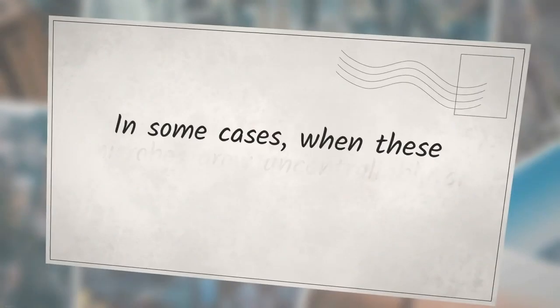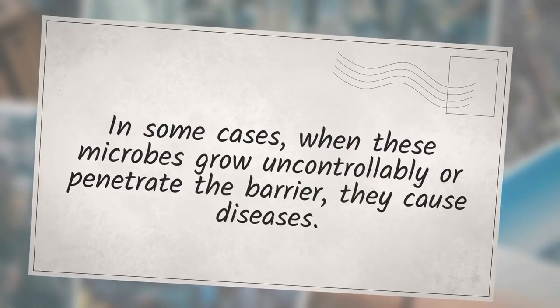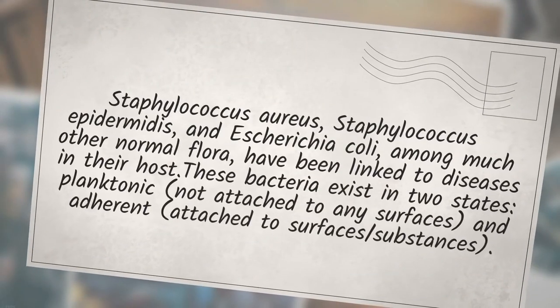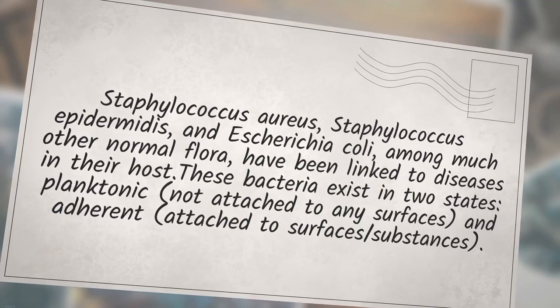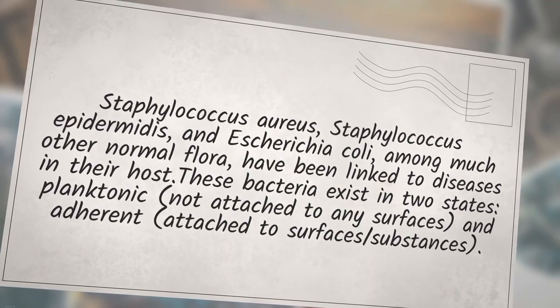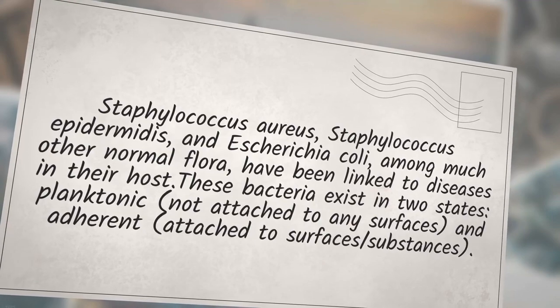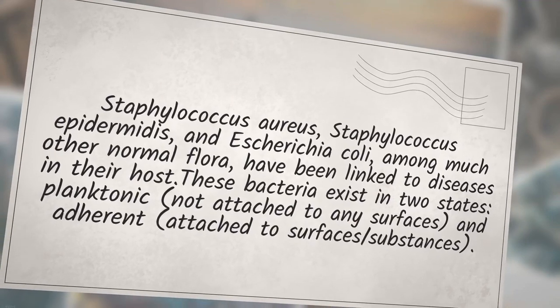In some cases, when these microbes grow uncontrollably or penetrate the barrier, they cause diseases. Staphylococcus aureus, Staphylococcus epidermidis, Escherichia coli, among much other normal flora, have been linked to diseases in their host. These bacteria exist in two states: planktonic, not attached to any surfaces, and adherent, attached to surfaces/substances.